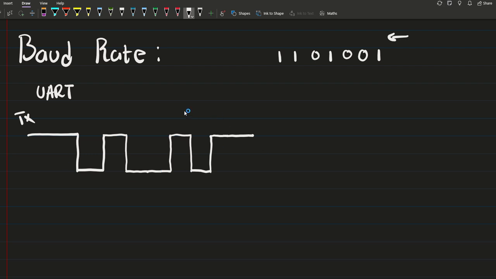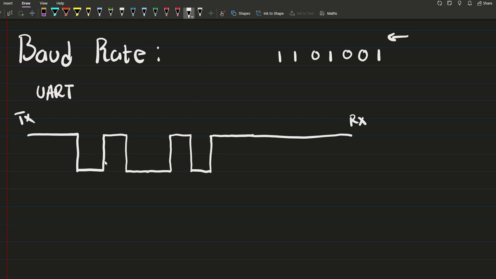After transmitting this data, we are going to have an end bit. An end bit is 1. Remember, the start bit was 0, so now the end bit is going to be 1, just like that. So this will be the receiver.